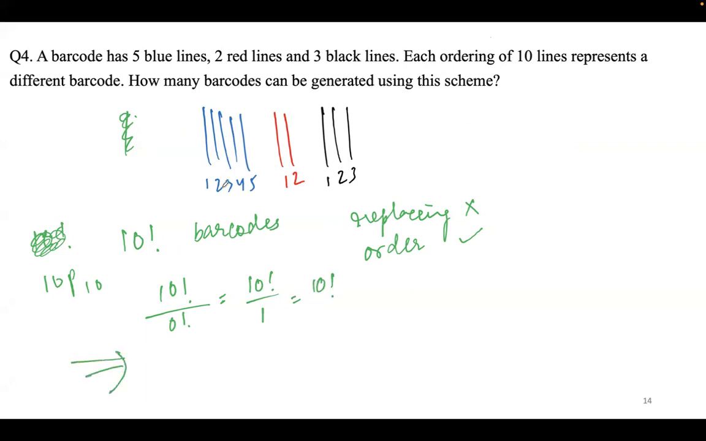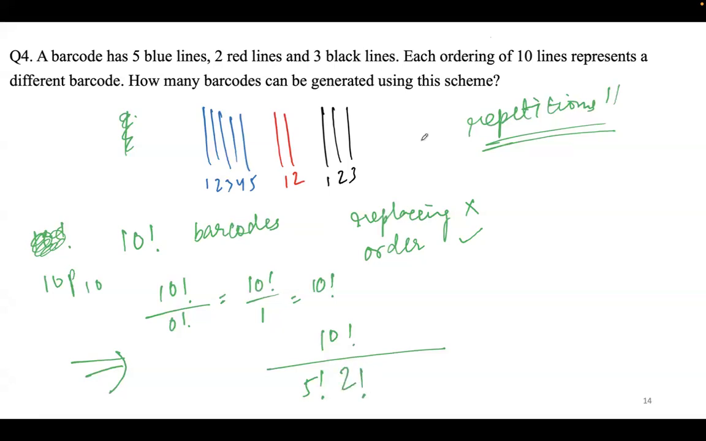But since these are repeats, there are some repetitions. We have not talked about repetitions here. When we have repetitions here, you have to remove those possibilities. Okay? So what you do is you have to remove all repetitions. So there were 5 repetitions here. So you remove by dividing it by 5 factorial. There were 2 repetitions here. You remove it by dividing by 2 factorial. Then you have 3 repetitions. So you remove it by dividing with 3 factorial. So this is what you get. Okay. So this is the final answer.